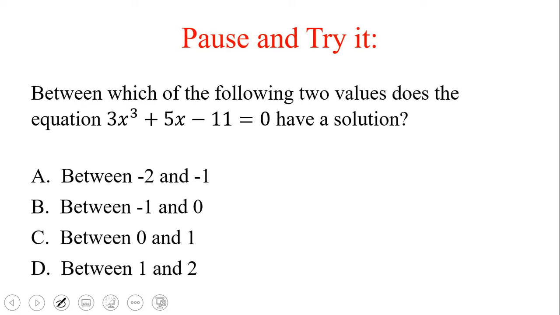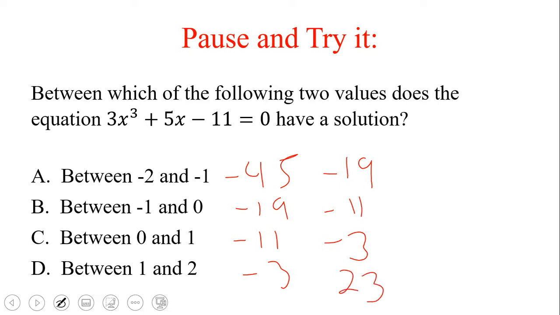Okay, assuming you've tried it, you hopefully plugged in -2 and got -45. -1 gives you -19. Then 0 gives you -11. 1 gives you -3. And 2 gives you 23. The only one of those calculations that had a sign change was D, so you can say that there is in fact a root or a solution or an x-intercept between 1 and 2.